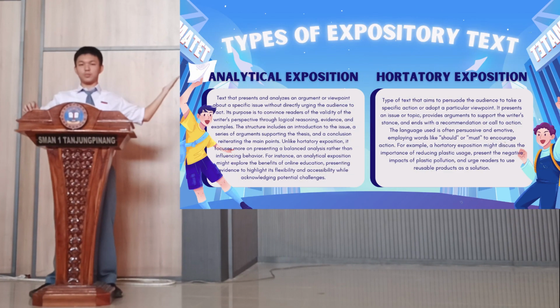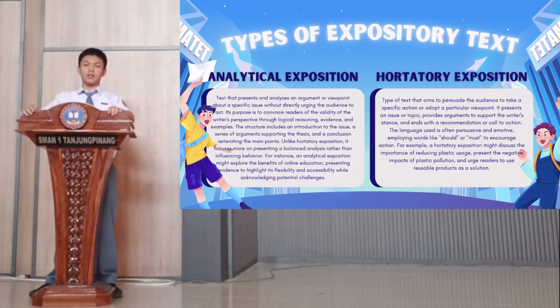Okay, everyone, here are two types of expository text. The first one is analytical exposition. It's a type of text that analyzes an argument about a specific issue without urging the readers to act. Its purpose is to convince the readers about the writer's perspective. The structure contains an introduction about the issue, arguments to support the thesis, and a conclusion reiterating the main point. The second one is hortatory exposition.